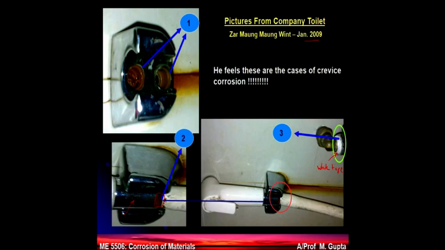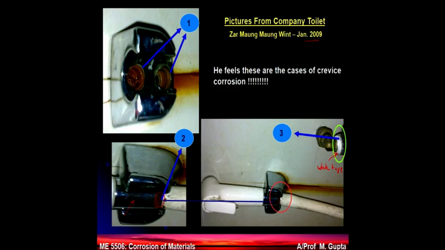So if you look at situation number 1 here and situation number 2 here, 3 is already closing the gap. What kind of corrosion do you think is here in situation number 1, and what kind of corrosion do you see in situation number 2 here? So take another 2 minutes.